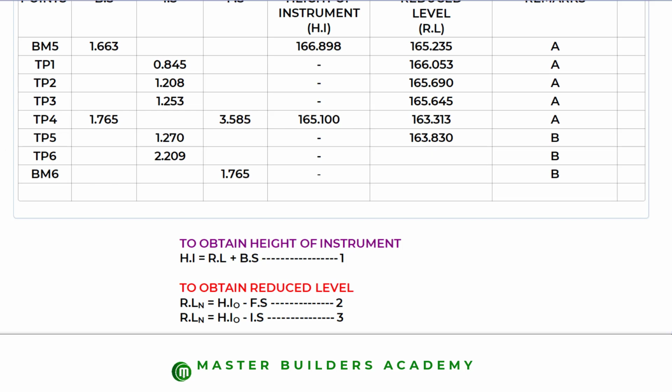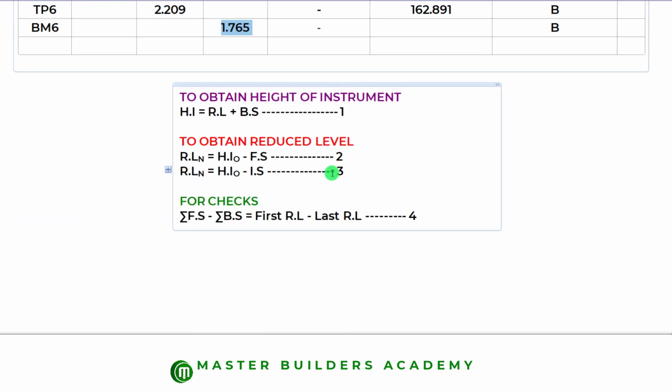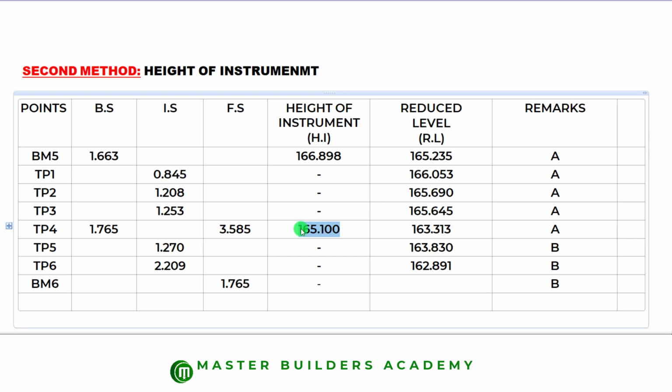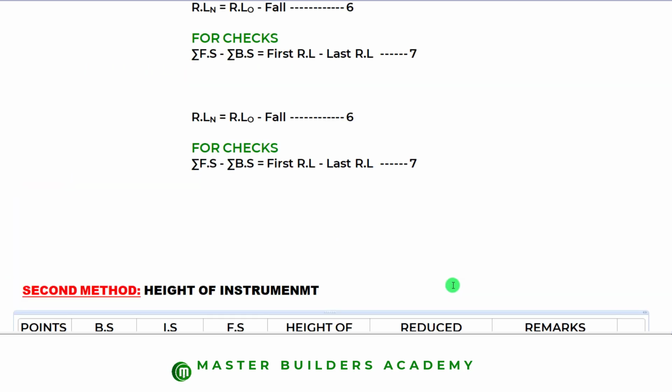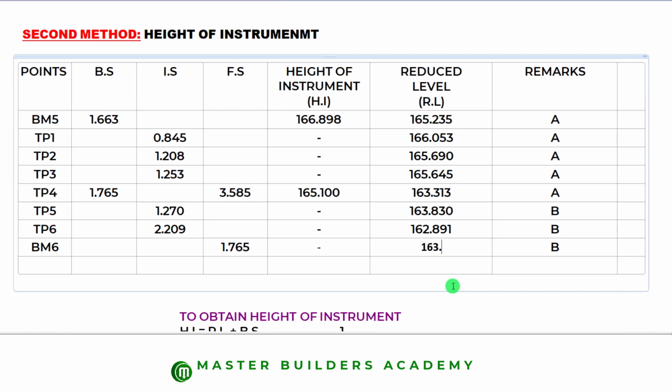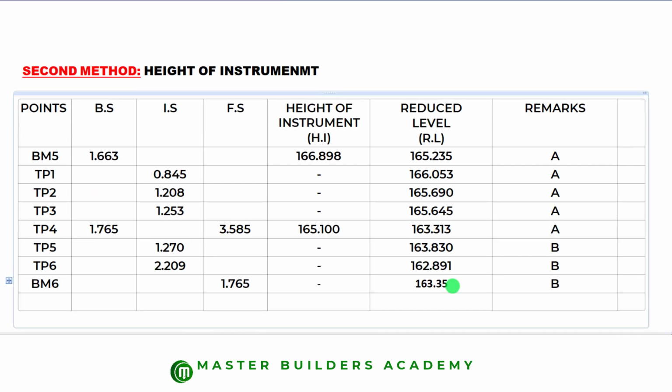Now we move down to TP6. At TP6, when we come down to TP6, the same height of instrument is maintained all through. So 165.100 minus the intersight here, which is 2.209. And this will give us 162.891. Are you with me? Then finally, to find the reduced level at this point, again, we'll be subtracting the foresight using equation 2 from the height of instrument, which is 165.100. And if we do this subtraction, we'll have this as 335, right? Yes.